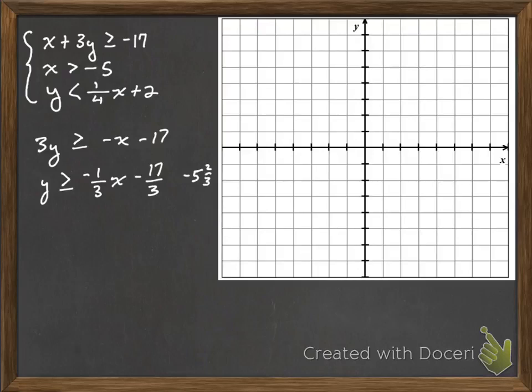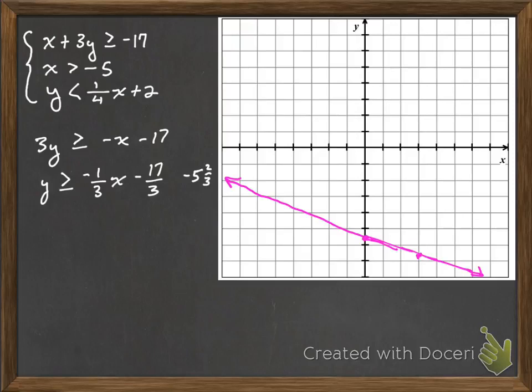So we'll plot the y-intercept, 1, 2, 3, 4, 5, and 2/3. -5 and 2/3 will be about right here. From there, you're going to go down 1 and over 3, which will be about right here. All right, so we've got our 2 points, and this will be a solid line because it's greater than or equal to. So graph with a solid line here. And we're shading above this line because it has the greater than. So shading everything up here would be shaded for just this inequality.